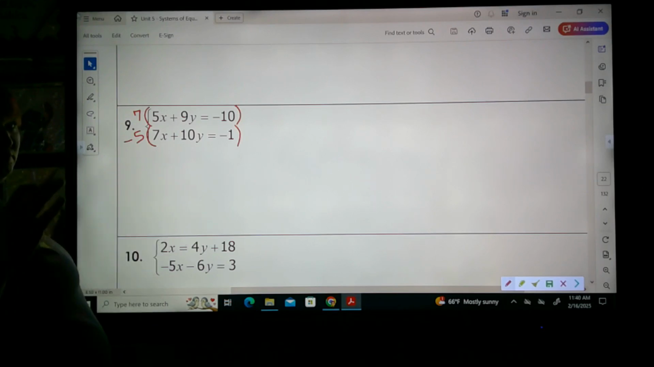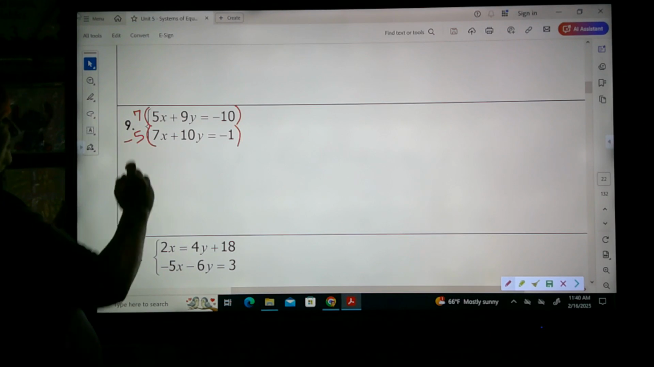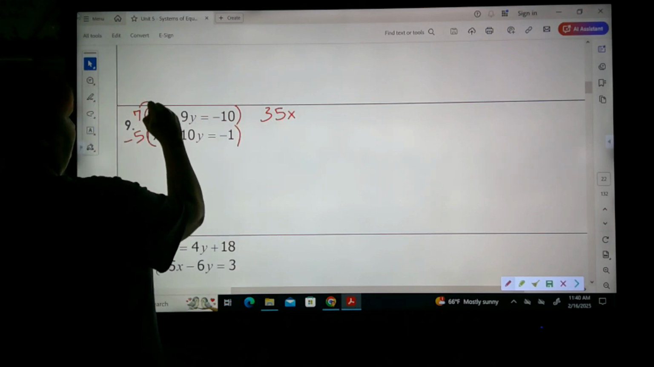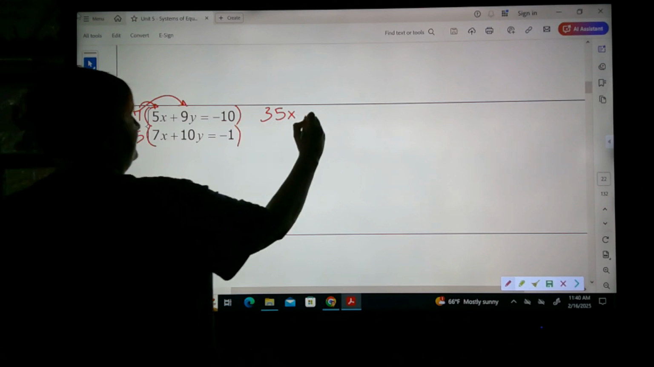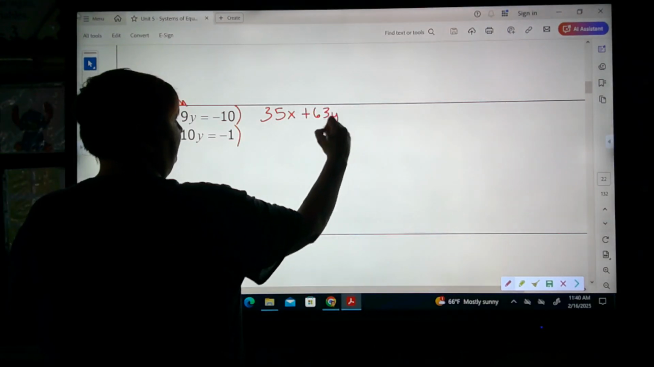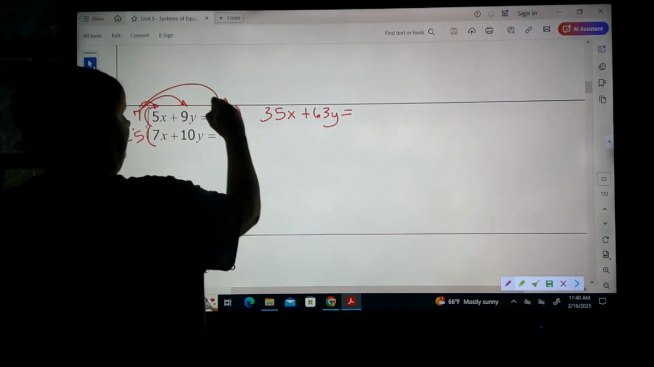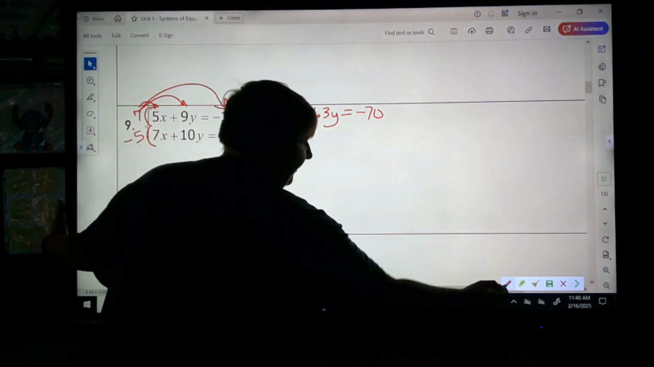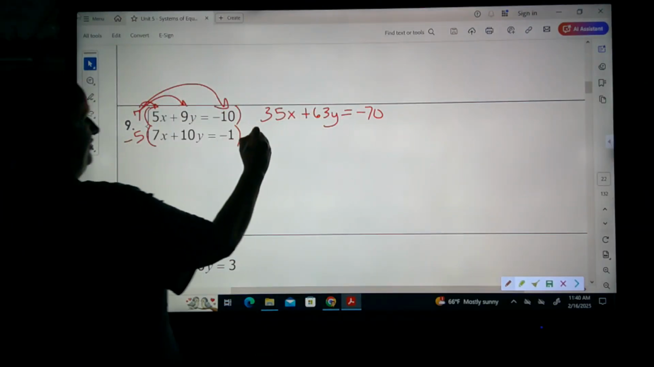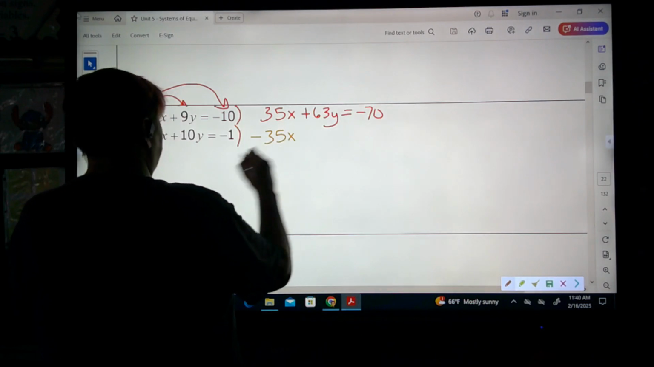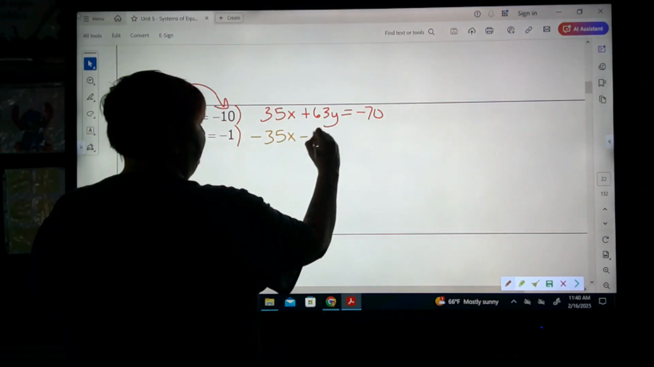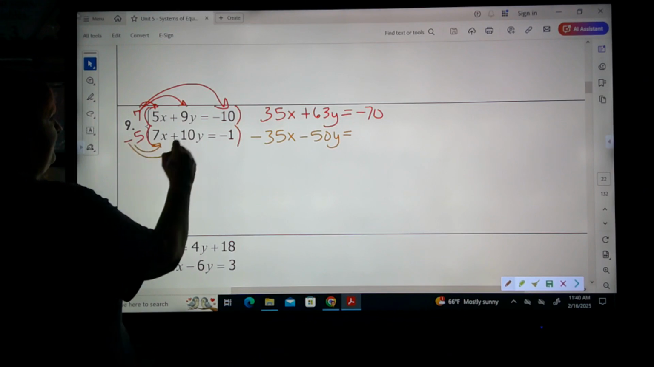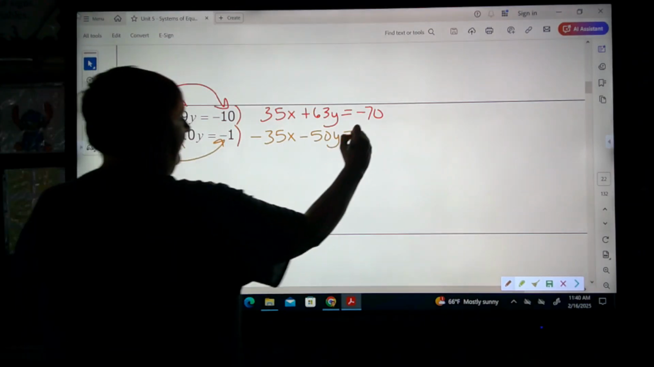We're going to end up with 2 equivalent equations. The first one is 35x, because 7 times 5 is 35. 7 times 9 is 63, so plus 63y. And then 7 times negative 10 is negative 70. And then our next equation, negative 35x, which is why we did that. We have negative 50y. Negative 35, negative 50, and positive 5 equals positive 5.